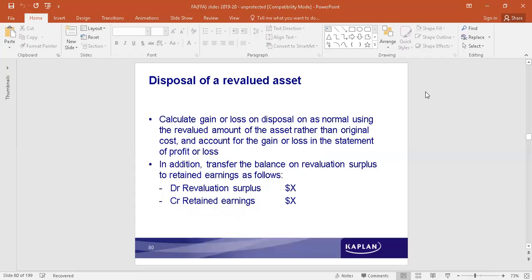How to account for disposal of a revalued asset? If the asset is revalued and it is sold, calculation of gain or loss on disposal is done as normal. Whenever an asset is disposed of, on the debit side of the asset account would be the original cost. Now it would be the revalued cost of the asset, and after that the accumulated depreciation.